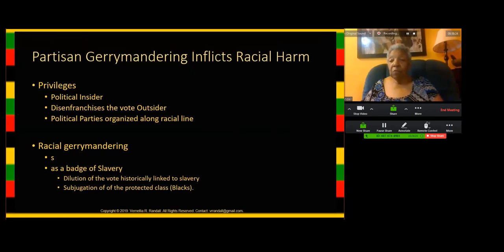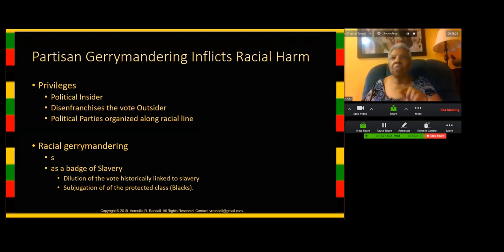The other problem with racial gerrymandering is that in and of itself, it is a badge of slavery. Not being able to vote was linked to slavery, and it subjugates a protected class. I have no hope that it'll be done in this court, but I think eventually a court will have to flip the script. That is, say, yeah, you can do partisan gerrymandering, but if it has a race effect, that takes priority, and you don't get to draw districts that racially disenfranchise, even if the predominant purpose of your drawing the maps was partisan, because racial gerrymandering is a badge of slavery.